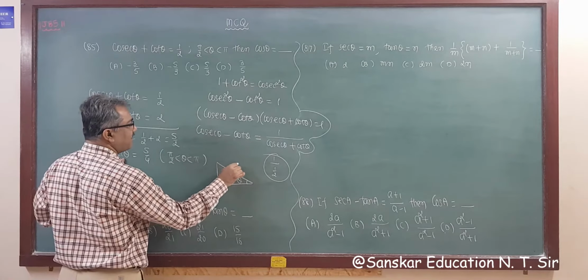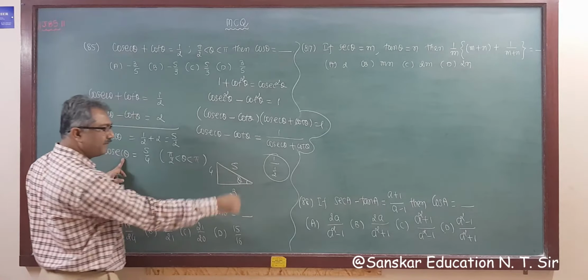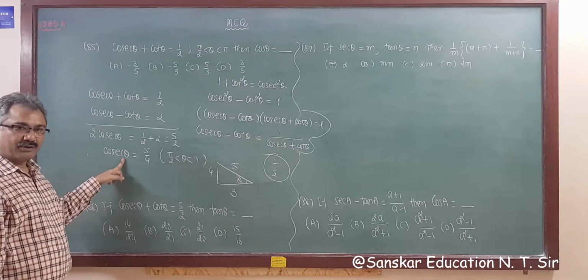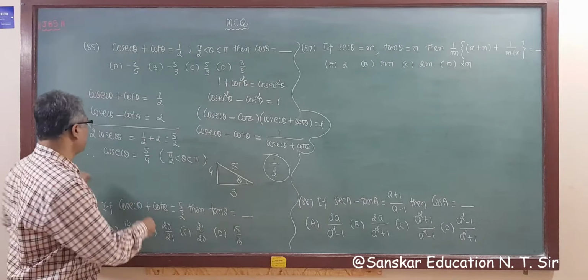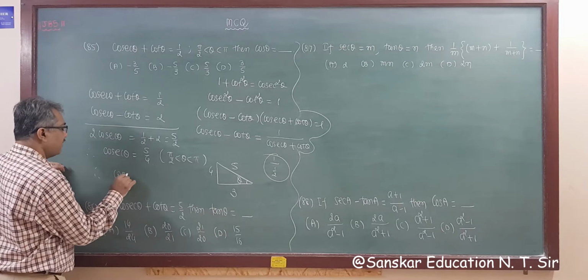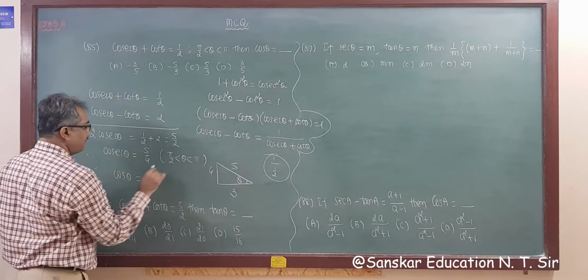Cosec means this is 5, this is 4, so this is 3 by Pythagorean triplet. Now we have to find out the value of cos theta. So cos theta from the triangle is 3 by 5.